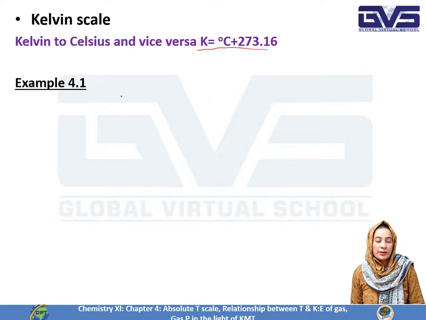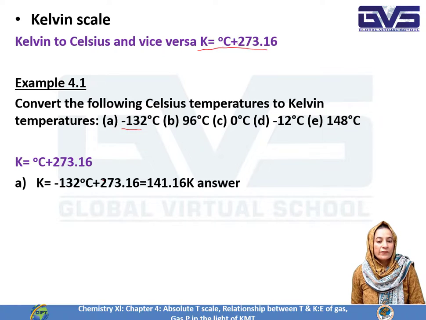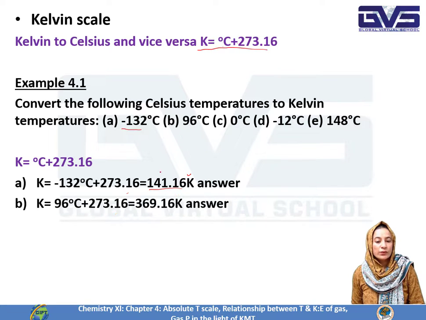Now let me give some examples to convert Celsius temperature to Kelvin temperature. First, you are given minus 132 Celsius. Very simple, you have the formula. To this add 273.16, or 273.15, or simply 273. You can find 141.16 Kelvin. This is the answer. Then 296, also add 273.16. That is the temperature in Kelvin.